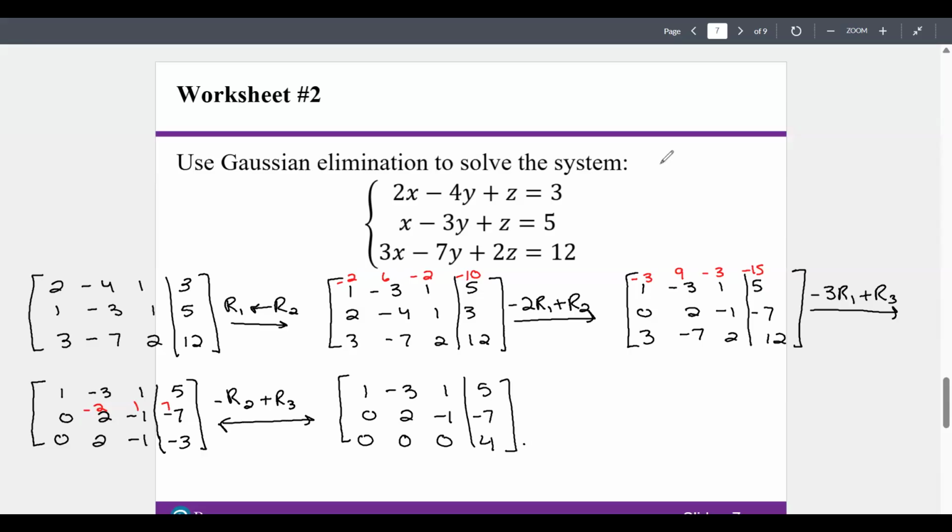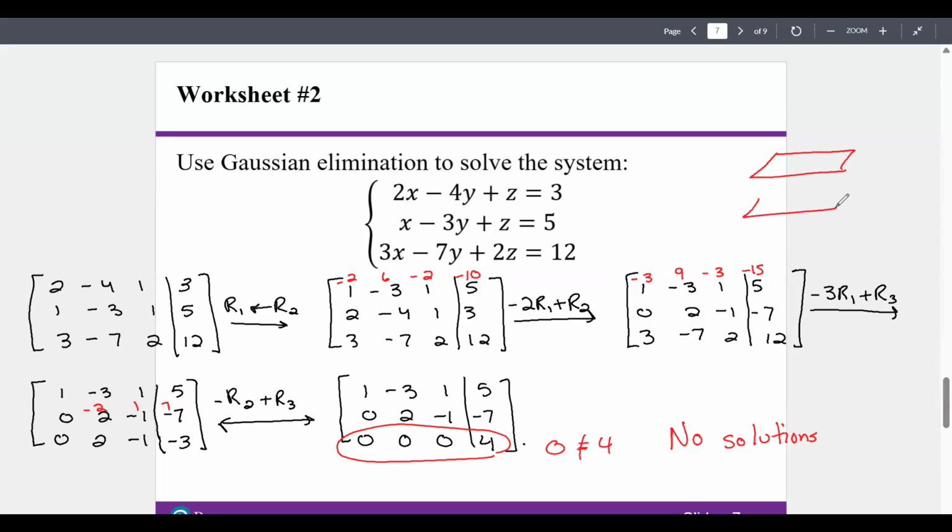So we see right here, this equation, once again, is telling me that 0 is equal to 4, which cannot happen. So we know we have no solution. Like I said, it could be 2 parallel planes. It could be 3 parallel planes. It's just somehow we have at least 2 planes that are not going to come together. Leaves us with no solution.